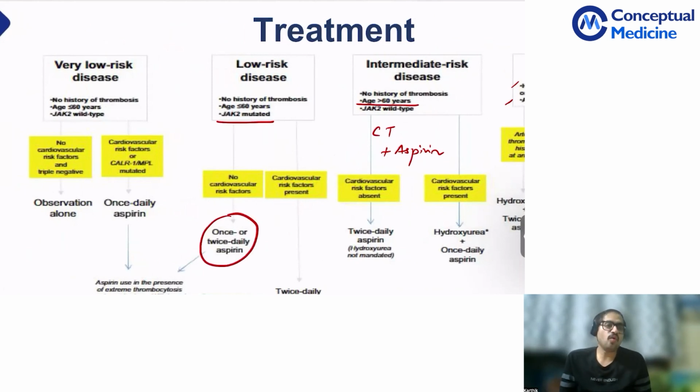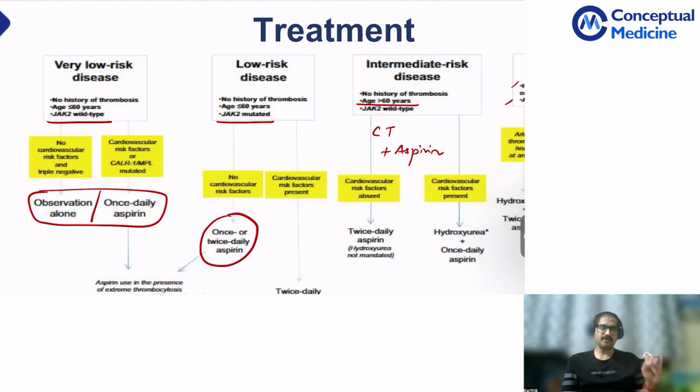Then what is very low risk disease? Age less than 60, no thrombosis, and other mutations, for example, CALR, MPL mutations, or triple negative ET. These patients are called very low risk thrombosis. There, either you can follow observation or once daily aspirin. This is sufficient for patients with very low risk. So remember, very low risk, intermediate, or high risk.